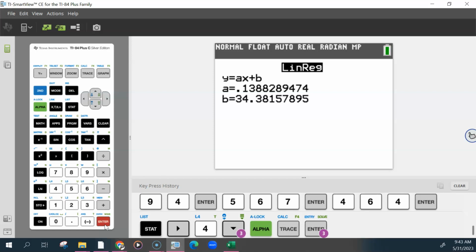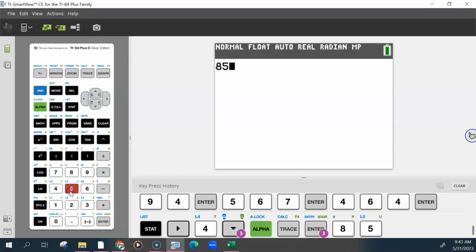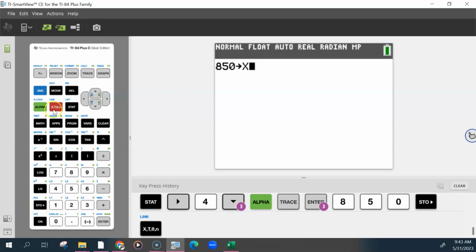What would the cost of the flight that travels 850? So that would be a distance, and we're looking for y. So we can do a couple different things. One would be to store your value as x as 850. I'm going to type in 850 from that same screen, and then type in STO, and then x, and then enter.